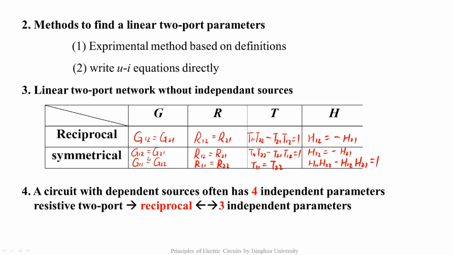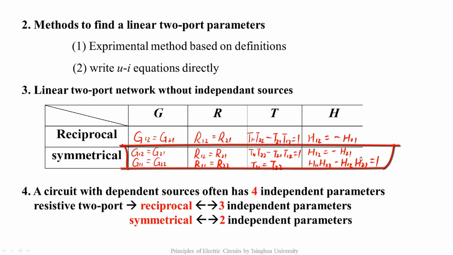For the reciprocal two-port, such as a resistive two-port, according to the conditions shown in this line, we can find that it has only 3 independent elements in any kind of its parameters. Further, if it's a symmetrical two-port, we can find that it only has 2 independent elements. You can simplify the solution by applying these properties.